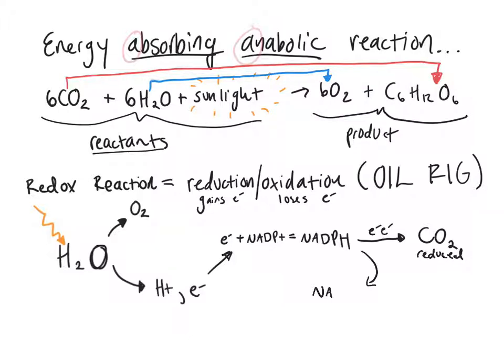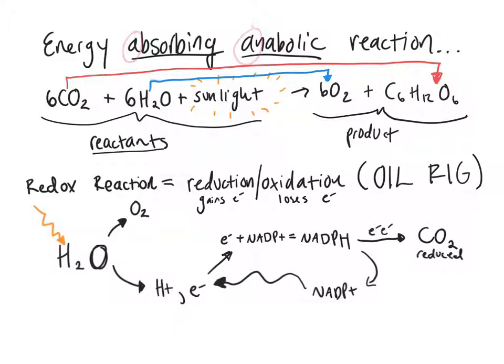Why did it lose them? It gave them to carbon dioxide. So it has lost the electrons. It is now NADP+ again, but that's okay because it's going to travel back to where the light reactions are happening, or where water is being split by light. It's going to pick up more electrons, and it's just going to do this cycle again and again and again, helping reduce this carbon dioxide until it is finally going to become a sugar. So I just think of NADP+ as an electron carrier, which is exactly what it is.